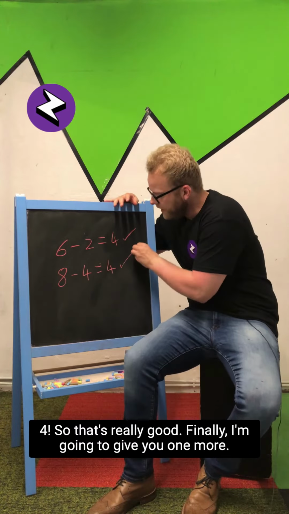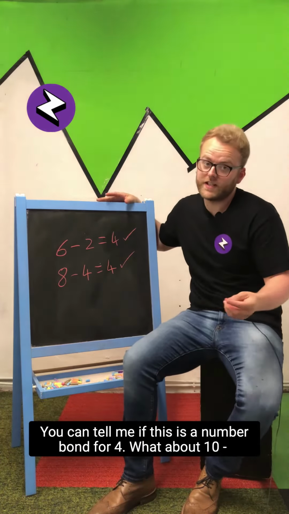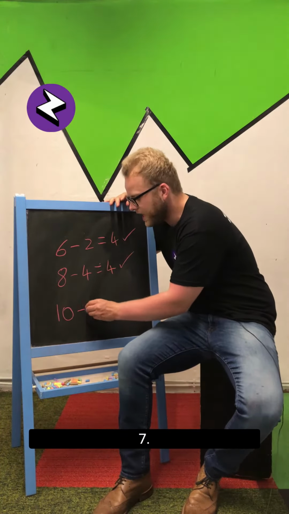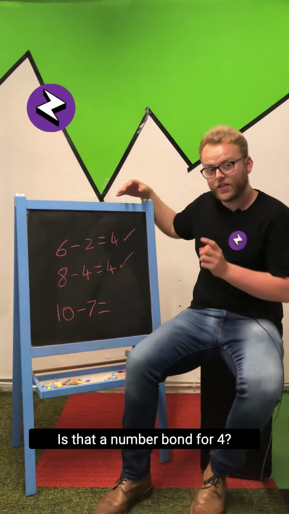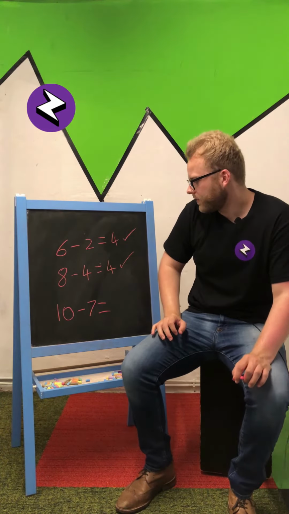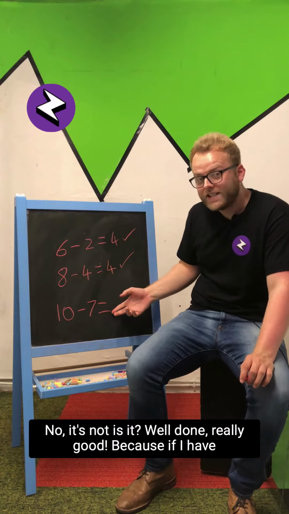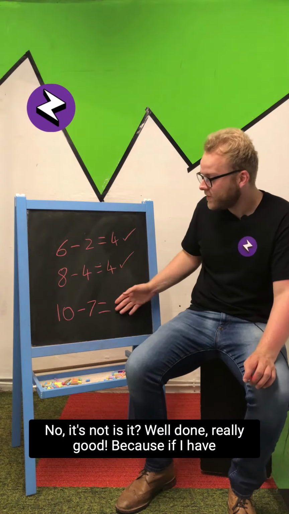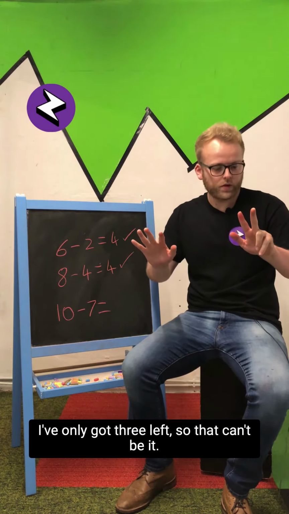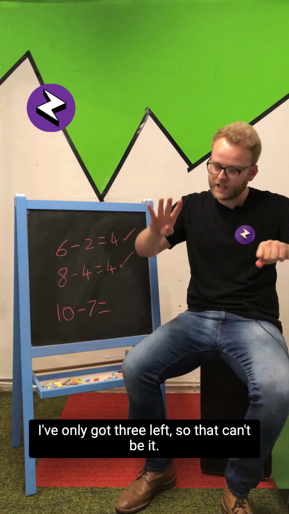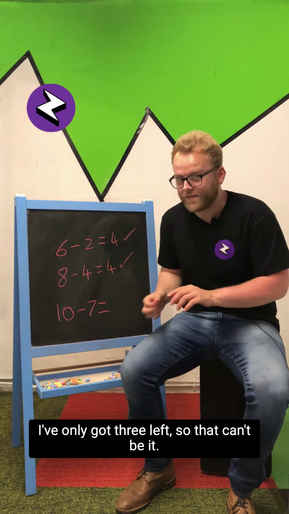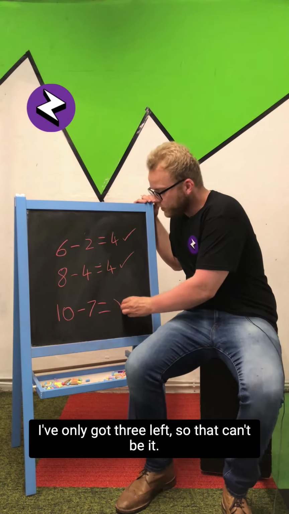So finally, I'm going to give you one more, and you're going to tell me if this is a number bond for 4. What about 10 take away 7? Is that a number bond for 4? Give you a second. No, it's not, is it? Well done, really good. Because if I have 10 and I take away 7, 5, 6, 7. No, I've only got 3 left. So that can't be it, okay? It's a bit too much.